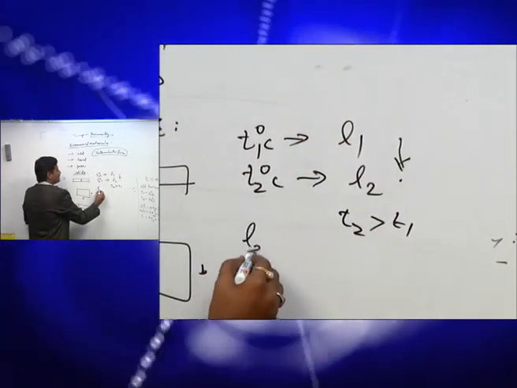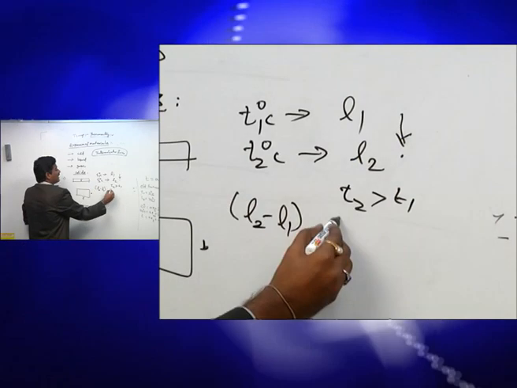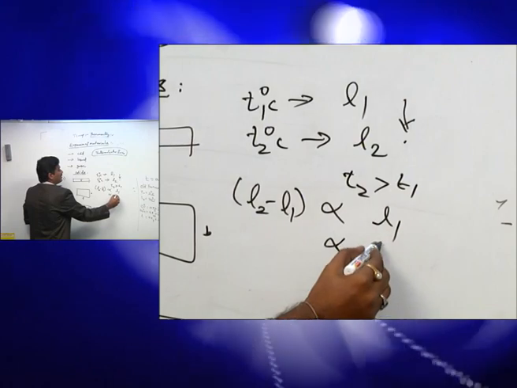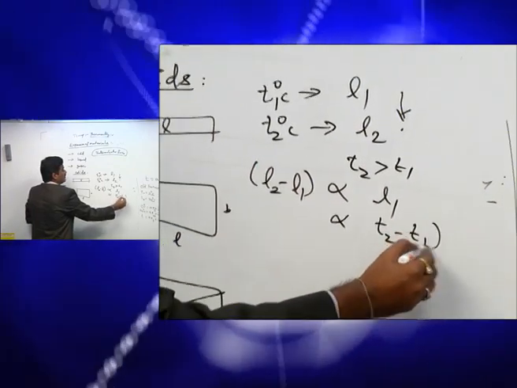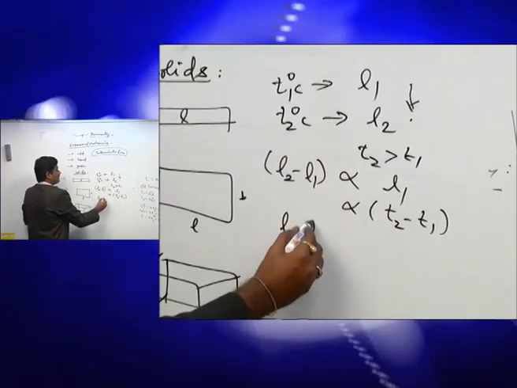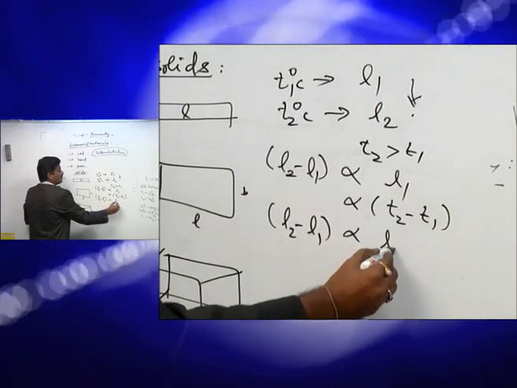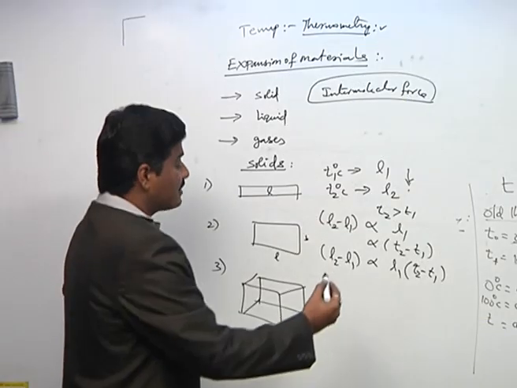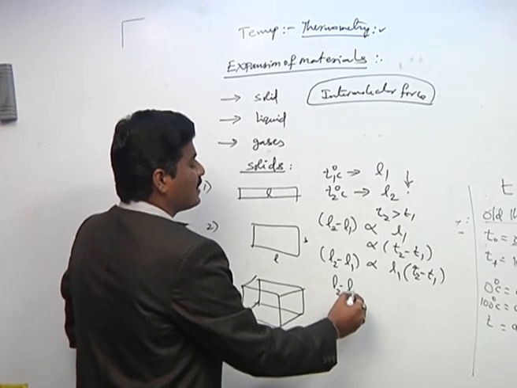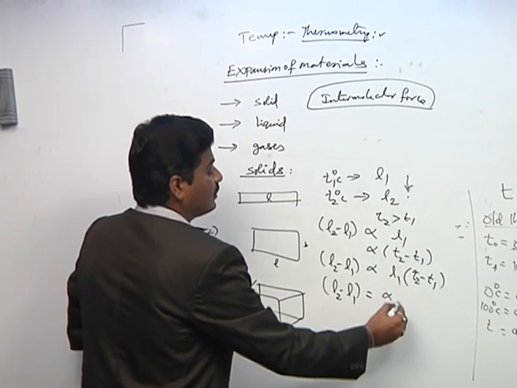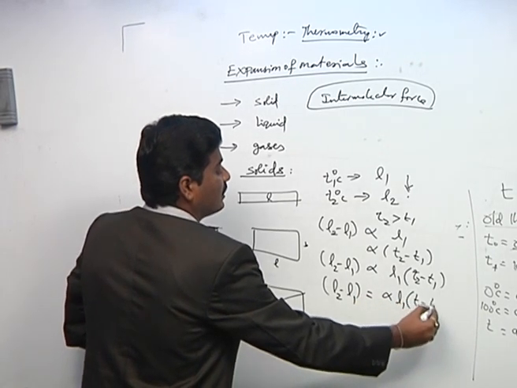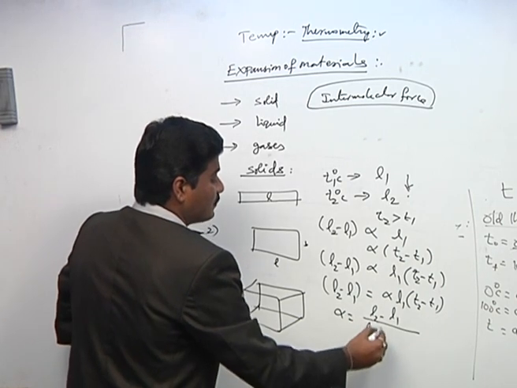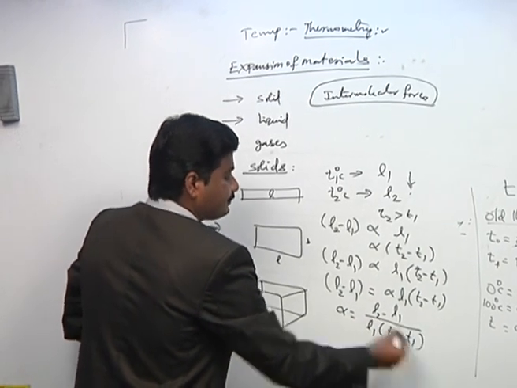So the change in length, L2 minus L1, is directly proportional to the initial length, and again directly proportional to the temperature difference, T2 minus T1. So L2 minus L1 is directly proportional to L1 into T2 minus T1. Defining one constant, L2 minus L1 is equal to alpha into L1 into T2 minus T1. So alpha is equal to L2 minus L1 by L1 into T2 minus T1.